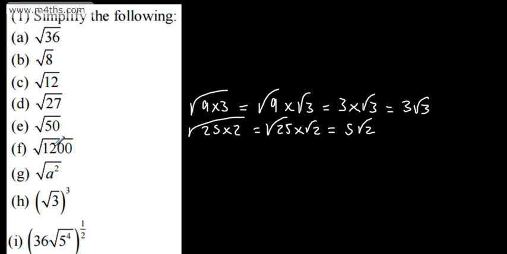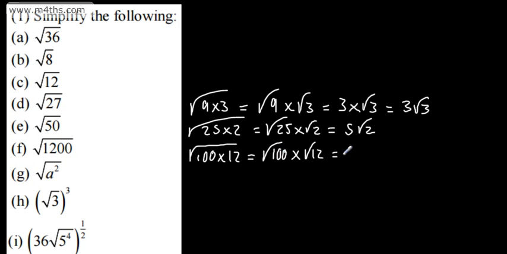Okay, the root of 1200. So let's think logically. We're looking for the biggest square number that we can get in here, and I've just said 1200. So to me, that says that I'm going to have 12 multiplied by 100, or 100 times by 12. So this is a slightly harder example, because we're going to have to simplify a couple of times. So we could write this now as the root of 100 times by the root of 12.